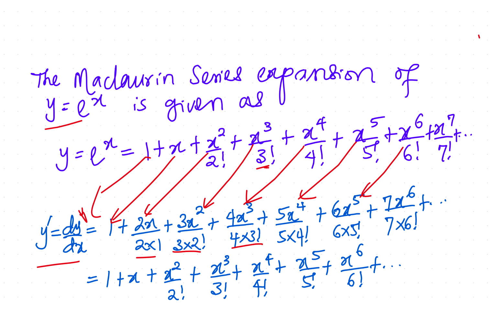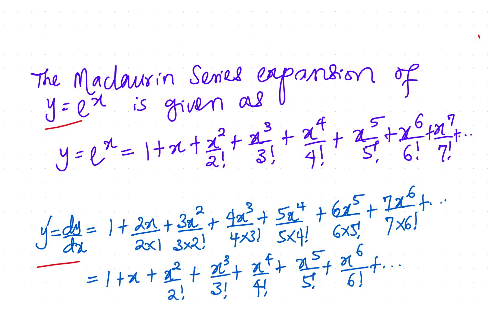So having done that, then you can tidy things up like I always like to say. 2 cancels 2, 3 cancels 3, 4 cancels 4, 5 cancels 5, 6 cancels 6, 7 cancels 7. And you end up getting 1 plus x and so on. You end up getting exactly what you started with. Okay? So you see that the first derivative has given birth to the same e raised to power x, right?